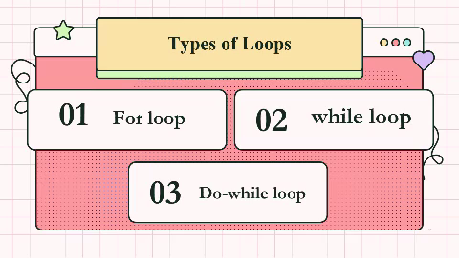Again, the loop contains several types. There are three types of loops in Java. The first one is a for loop. The second one is a while loop. The third one is a do while loop.